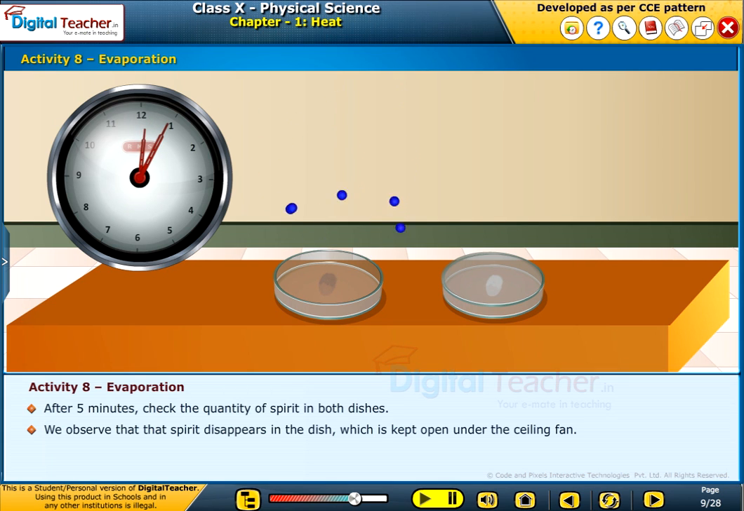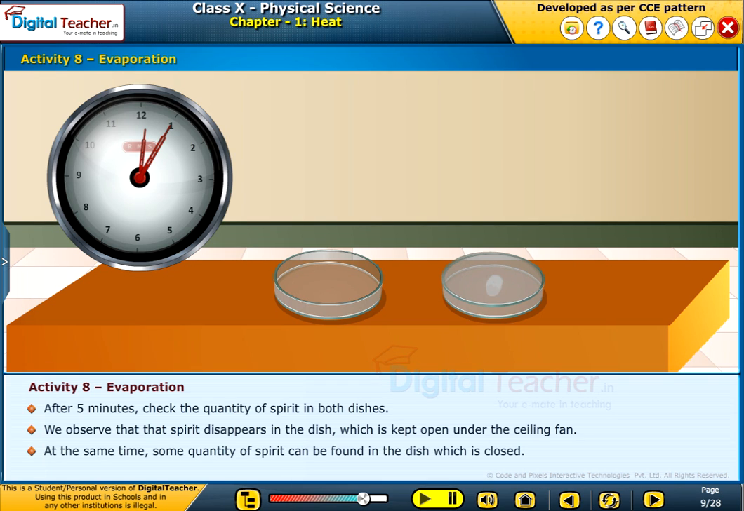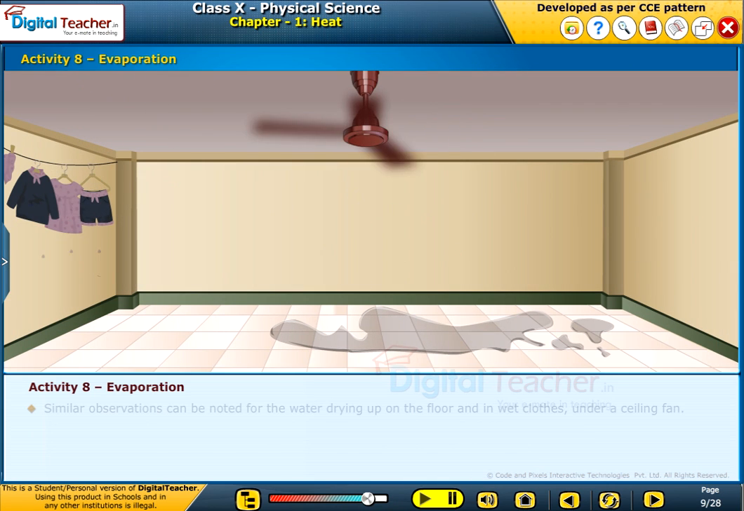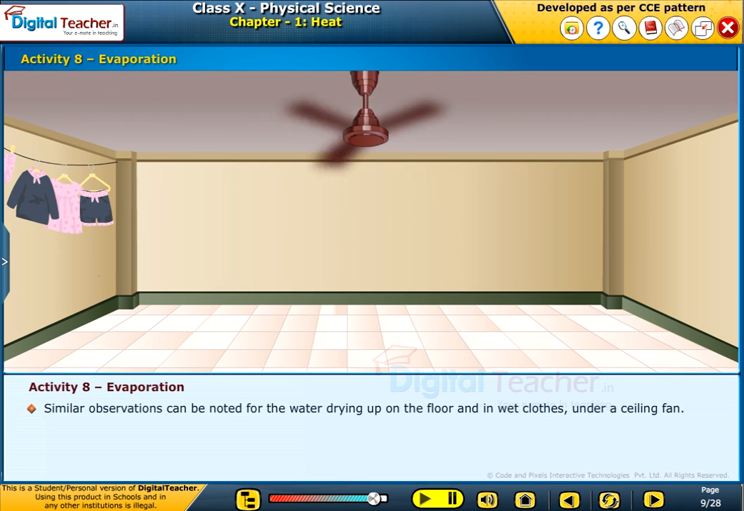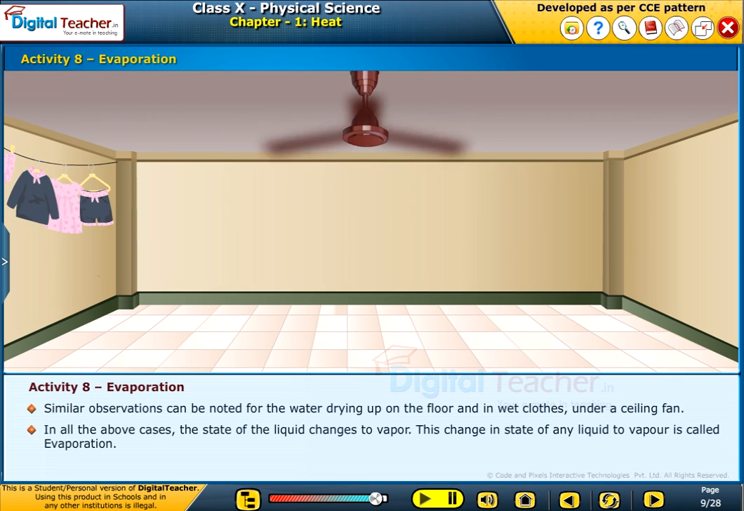We observe that spirit disappears in the dish which is kept open under the ceiling fan. At the same time, some quantity of spirit can be found in the dish which is closed. Similar observations can be noted for water drying up on the floor and in wet clothes under a ceiling fan. In all the above cases, the state of the liquid changes to vapor. This change in state of any liquid to vapor is called evaporation.